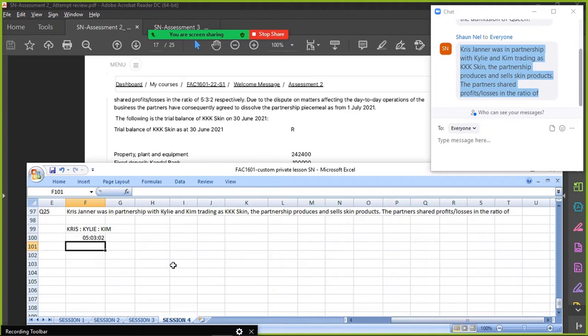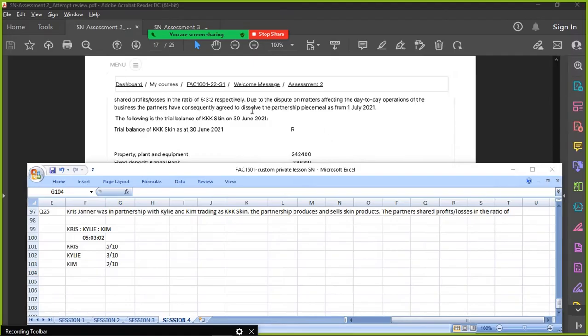Okay. 532. That's it. Okay. Fine. So at least we have that. So now we need to just quickly do this. Okay. So that's 5 over 10, 5 over 10, 3 over 10, 2 over 10. Okay, all right, let's see. Due to dispute on the mathematical data operations, they have decided to dissolve. Okay, this is a piecemeal liquidation.